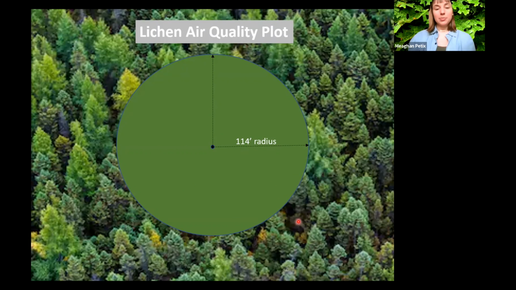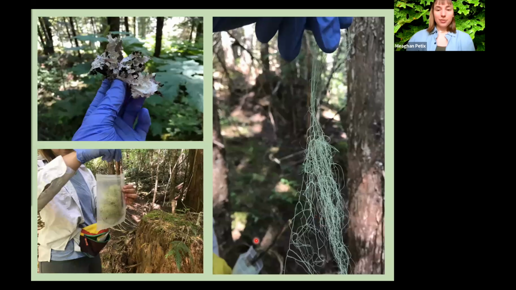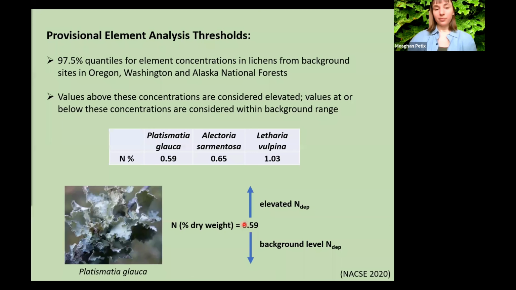And at each one of these plots, I collected lichen tissue samples for elemental analysis according to U.S. Forest Service protocols. Here are a few photos of me collecting lichen tissue samples in the North Cascades. And afterwards, I brought these samples back to the WSU Stable Isotope Core facility where I worked on processing them and analyzing them for both nitrogen content and nitrogen stable isotope composition.